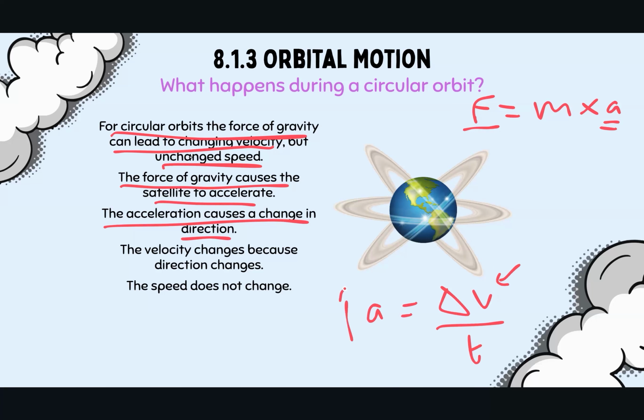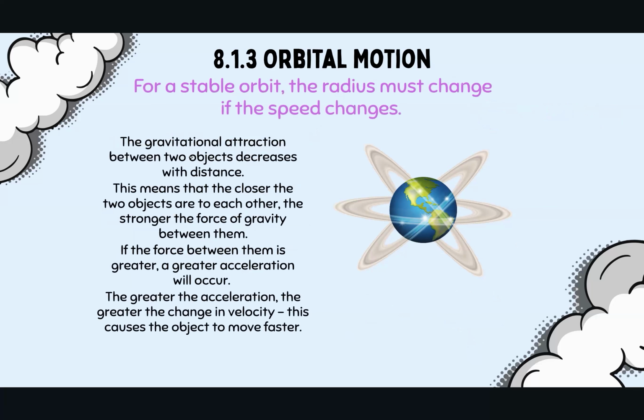So if we accelerate something, we change its velocity, sorry, not its speed. The speed doesn't change, but what changes? The velocity changes because the direction changes. The speed does not. Now, the gravitational attraction between two objects decreases with distance.